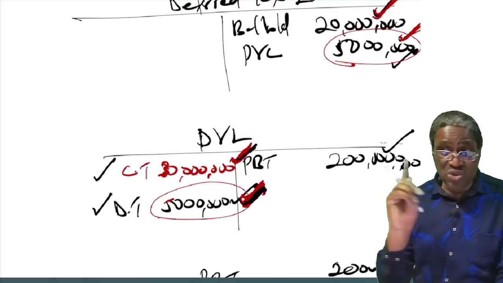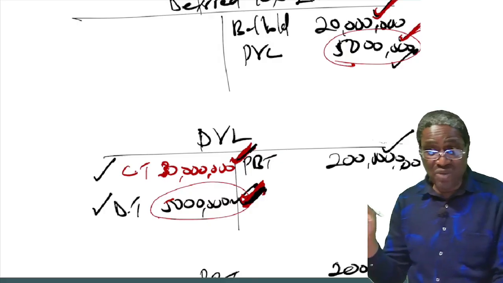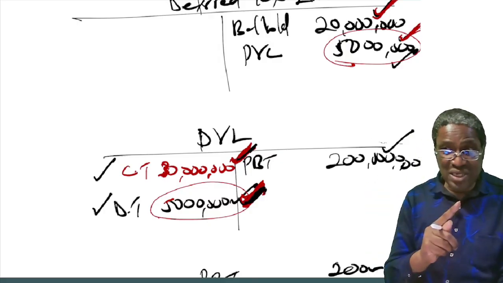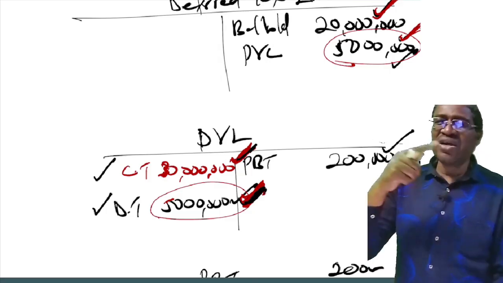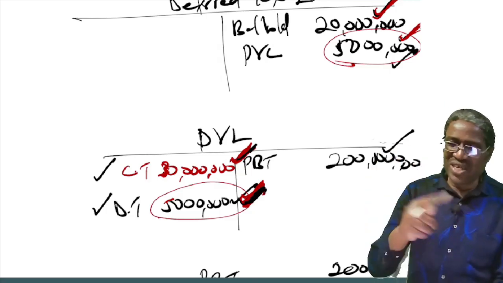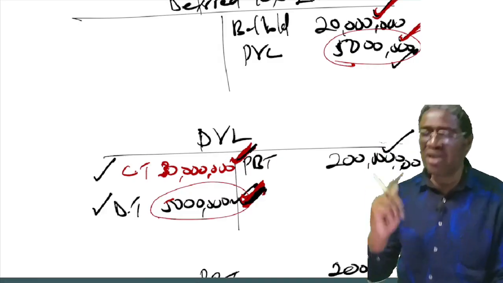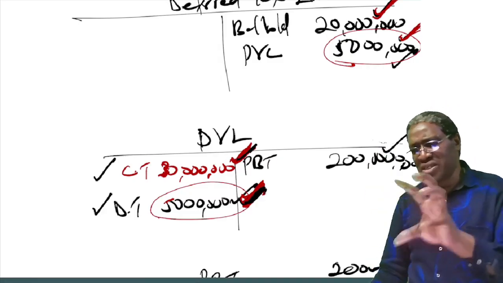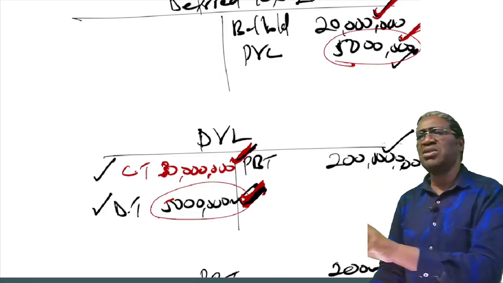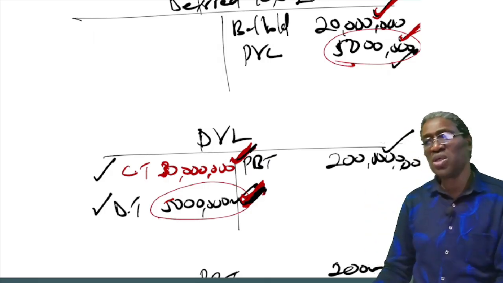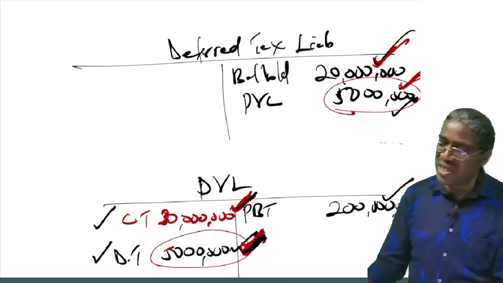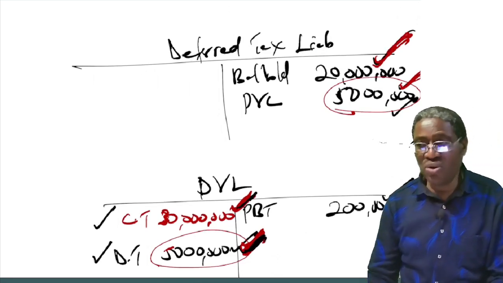The first one was transfer 5 million to the deferred tax. This time another sitting examiner says increase the deferred tax by 5 million. Deferred tax to be increased by 5 million. That is the same as saying transfer 5 million to the deferred tax. Why? Because I've told you deferred tax is always a credit balance.